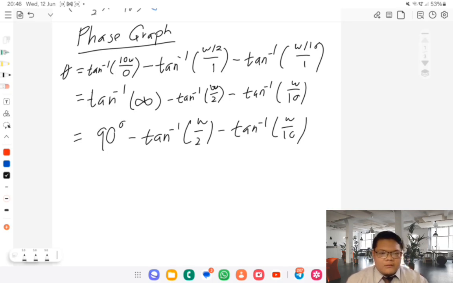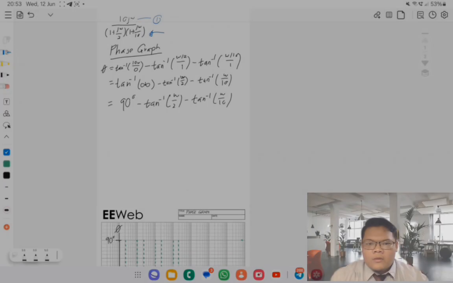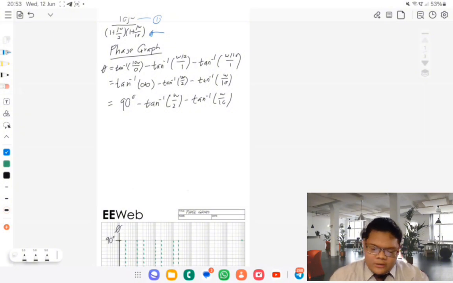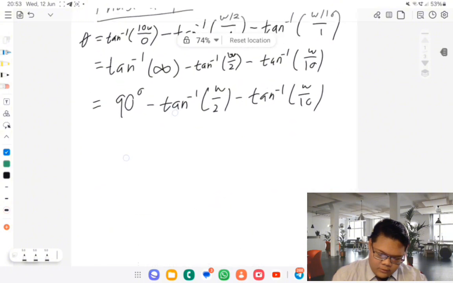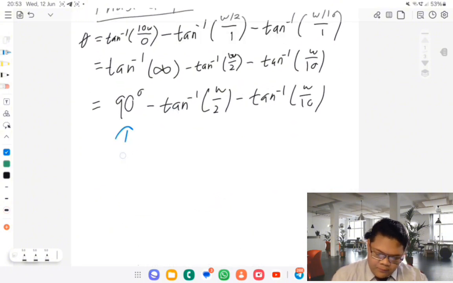Okay, now for the next part, we will go through to the graph. So we'll go to the equation first. So this is part 1. We will go to the graph. So this is part 2. Oh, sorry. This is part 2, and this is part 3.